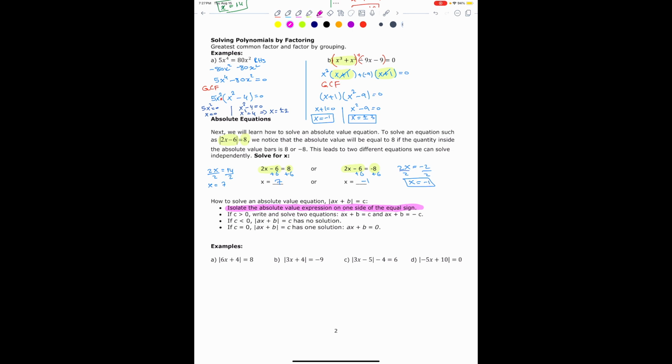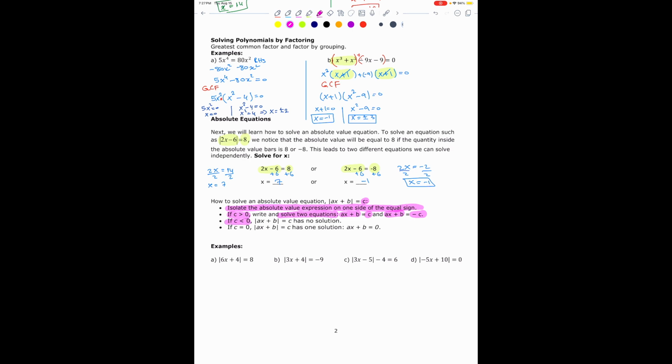The second step: if C, which is the right-hand side, is bigger than 0 or positive, then we're going to write two equations. One is what's inside of the absolute value equals the positive C, and the other is what's inside of the absolute value equals the negative C.